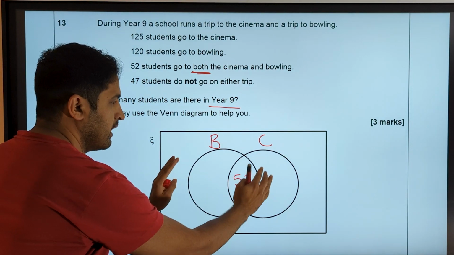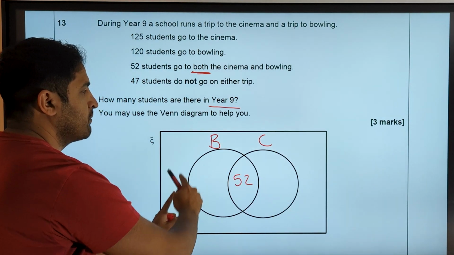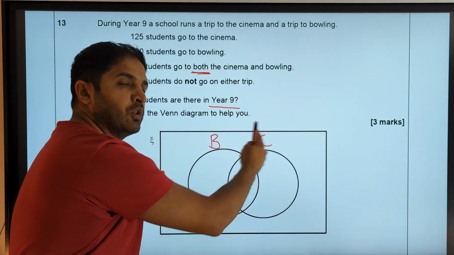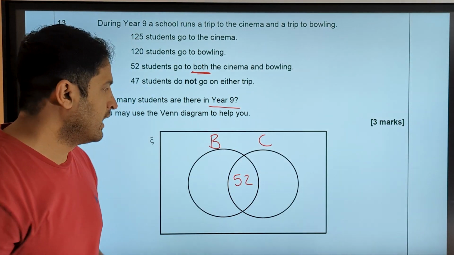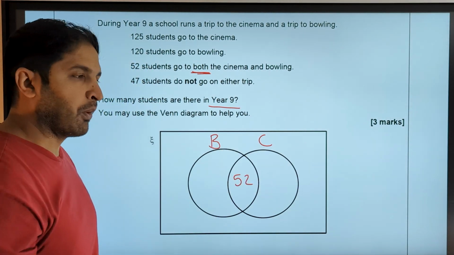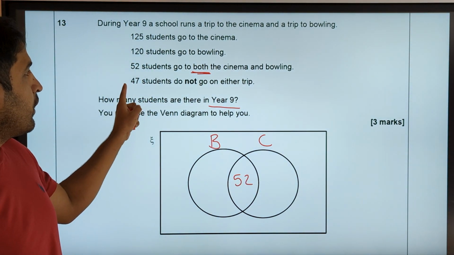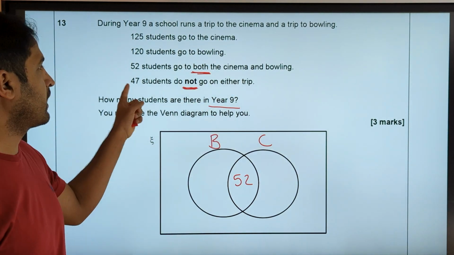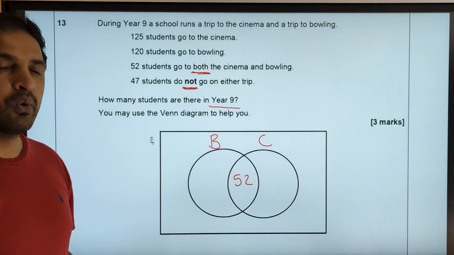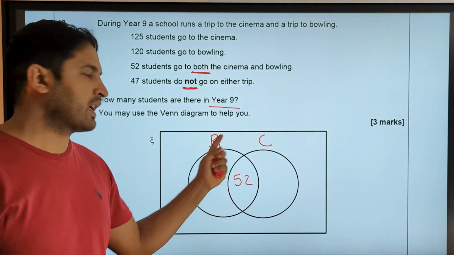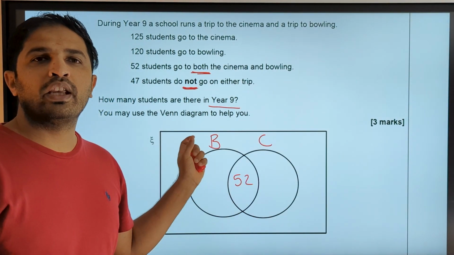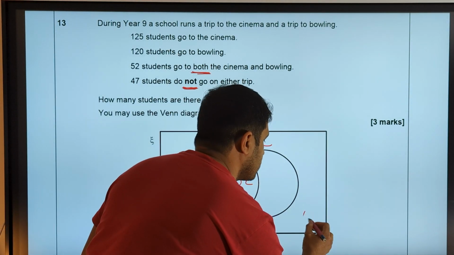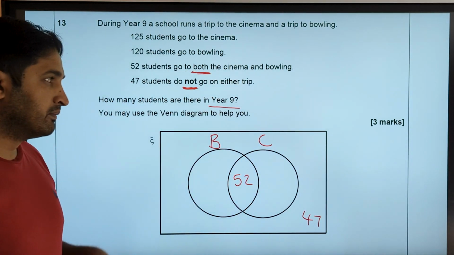If I ignore the C and look at the B, then 52 is part of the B. If you ignore the B, 52 is part of the C as well. So 52 comes in both circles. Now we got another piece of information here: not go on either trip. That's 47 students. So 47 students are not part of circle B or circle C. They didn't go to the bowling trip or the cinema trip. So those 47 will go here.